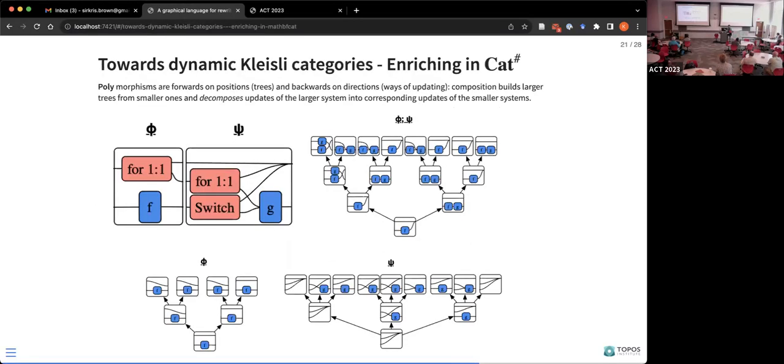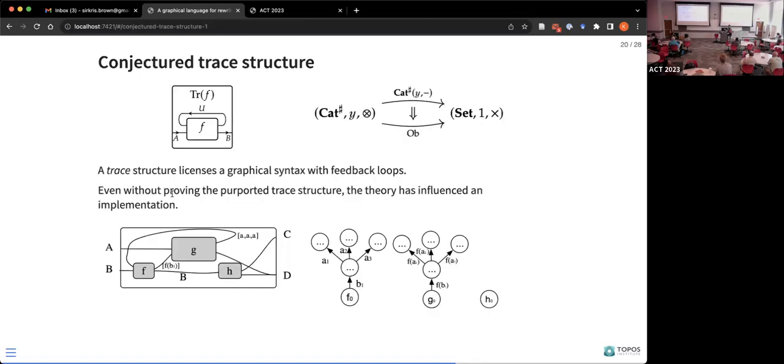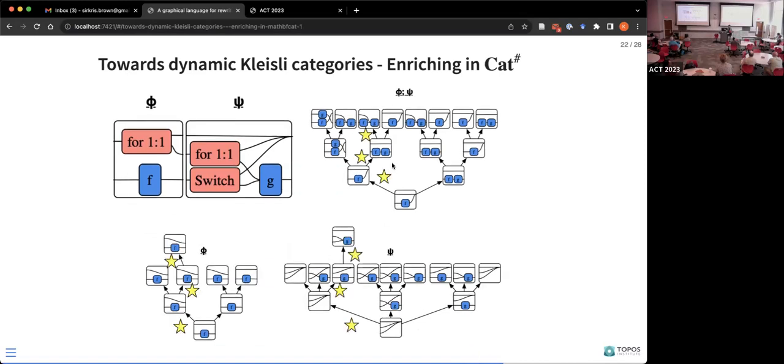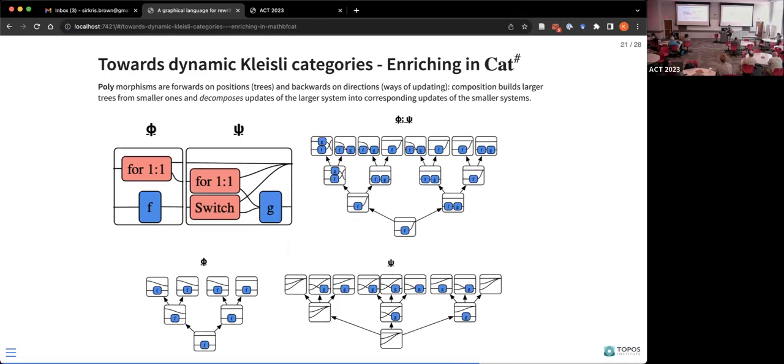So what is an advantage of enriching in Cat-sharp? Well, I think one really cool thing which influenced our implementation is why we were licensed to have 3 independent behavior trees that we're building up as opposed to having to make one big behavior tree. The reason for that is that when we compose, let's say, phi and psi together, we're composing these 2 small behavior trees to get a big one. While we compose the behavior trees, what we get is a decomposition of the behaviors.